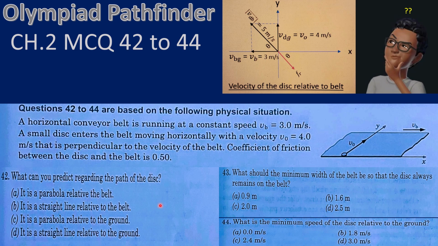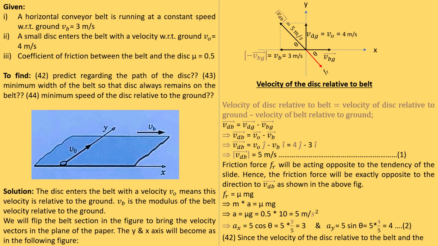This is in 42. 43 is asking what should be the minimum width of the belt so that the disc always remains on the belt, means it does not fall off from the belt. 44 is what is the minimum speed of the disc relative to the ground, that is about V0, during the entire process. Let us solve this question.